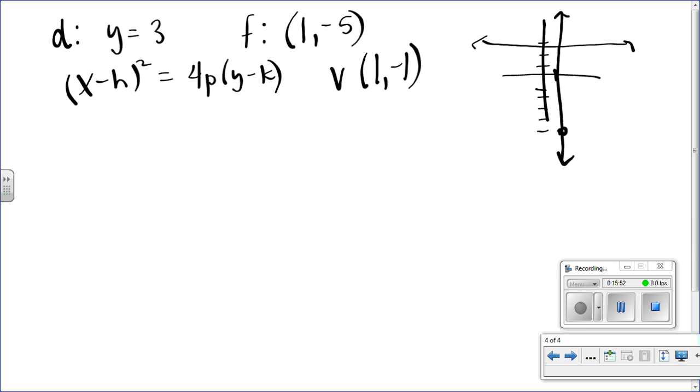So it's 1, so I've got (x minus 1) squared equals, I'm not really sure what that is yet. What's p? 4. P is 4, so there's a difference of 8, and half of that is 4. And 4 times 4 would be 16. It opens down, so it's going to be negative.